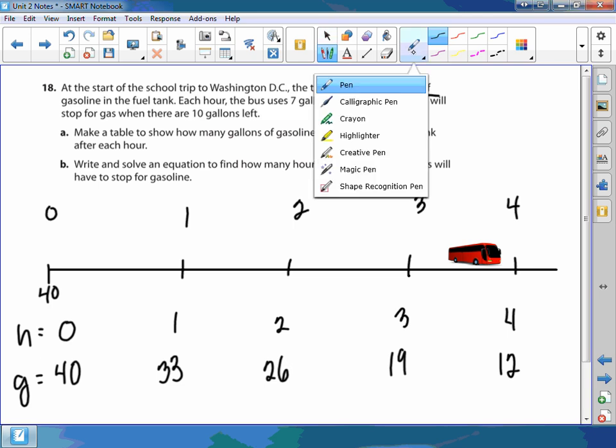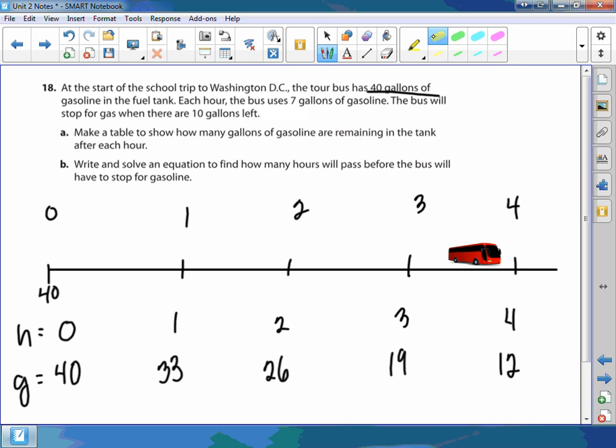But it does say up here that they are going to stop when there are 10 gallons left. Well, we're currently at 12 gallons, and if we're reducing it by 7 every hour, there's no way we're going to get to 5 hours of traveling. So we will have gone a little bit farther here and then have to stop at that point. So part A should look like this. This is your table down below. If you wanted to take it out to 5, you could, but the problem with that is that you're down to 5 gallons, and they did say that they're going to be stopping for gas at 10. So you would have never actually made it to that point.